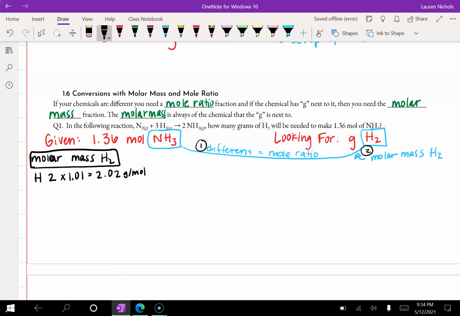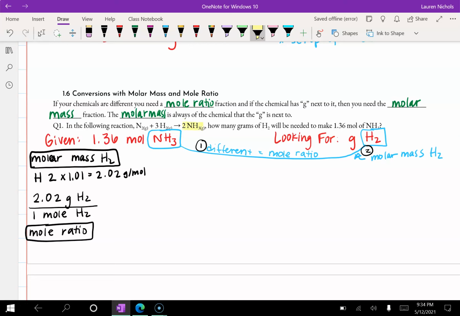And so we can write this as a fraction. So 2.02 grams of hydrogen over 1 mole of hydrogen. And then we also know that we need our mole ratio. And our mole ratio comes from our coefficients. If you didn't watch the video and you're not really sure about mole ratio, check out the part 1 study guide review video.